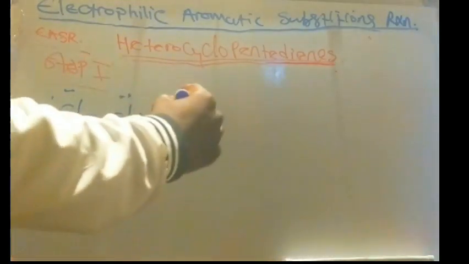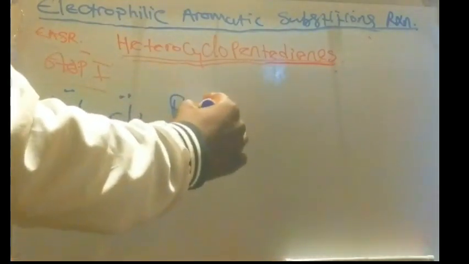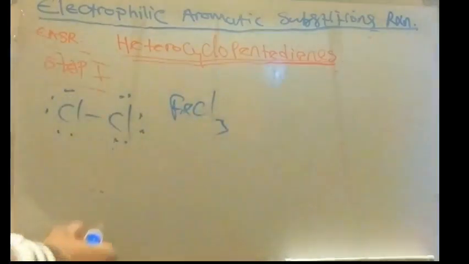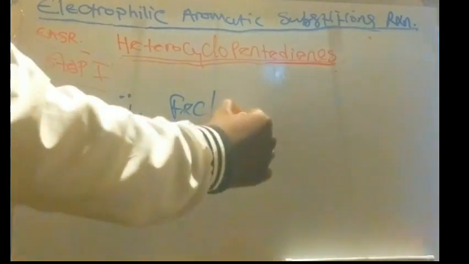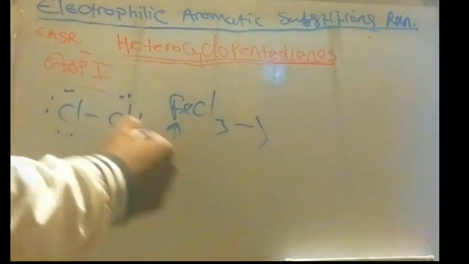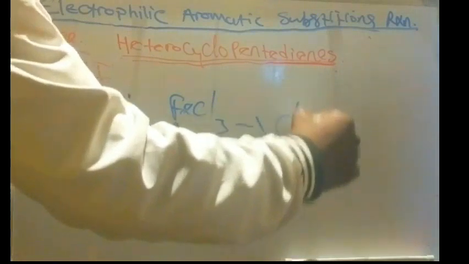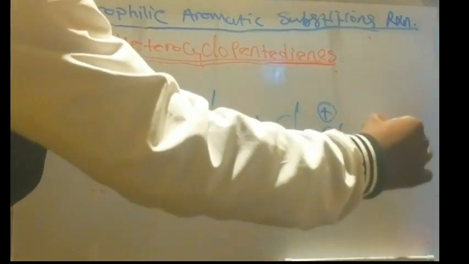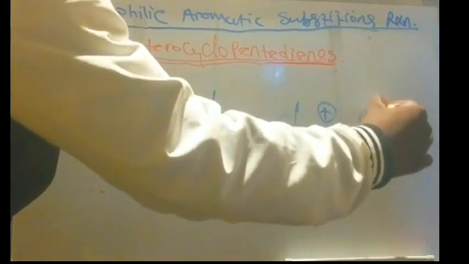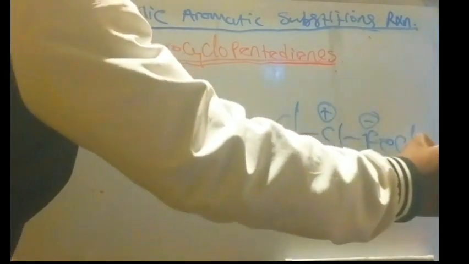So these chlorine atoms react with the Lewis base, which is the iron tetrachloride, where one chlorine gives out a lone pair, where we produce a catalytic complex. Okay, we produce a catalytic complex, positive charge on chlorine, iron. Iron possesses a negative charge, and tetrachloride.